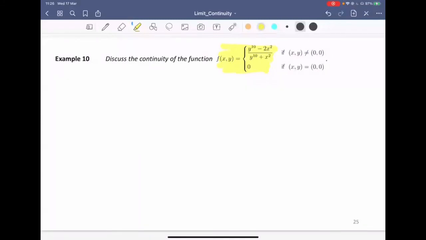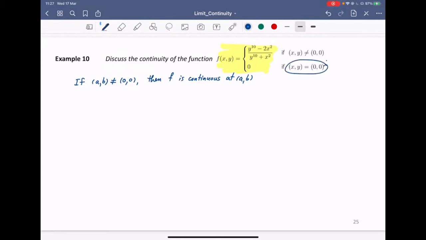They didn't say about the point that we want to check, but you can see that if the point AB is not equal to 0, 0, then the function f is continuous at AB, right? You can see that the point where you're going to have a problem is 0, 0, because if the point AB is not equal to 0, 0, you're going to use the same function all the time, because you're going to use the first condition.